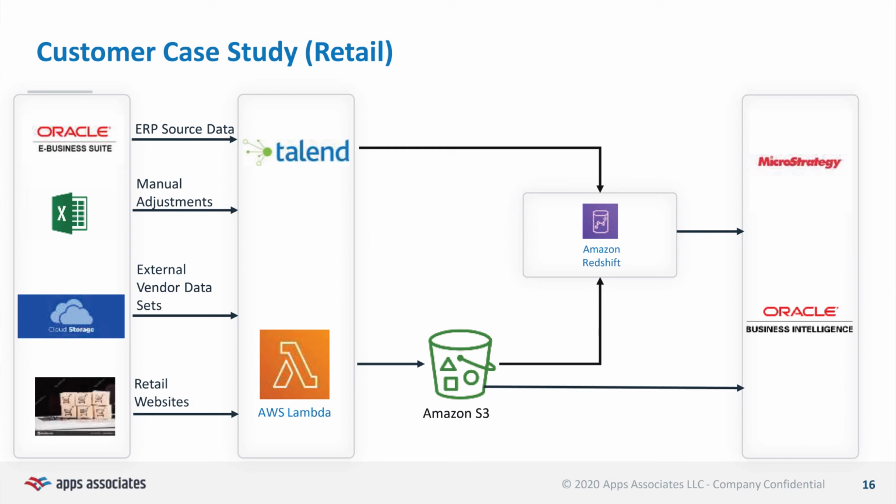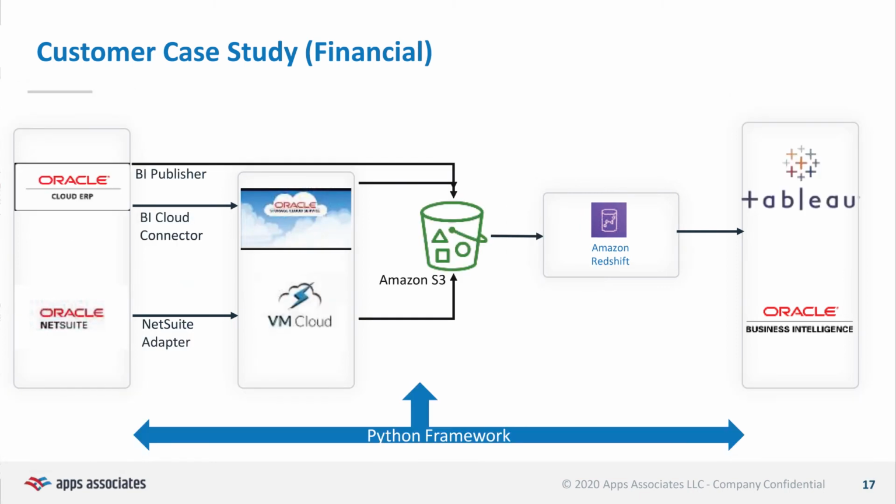And then moving on to the next one, we have another use case. This is in a financial industry, and here the customer has two different divisions that use two different applications, and so there's one division that is using the Cloud ERP application, and the other division that's using Oracle NetSuite.